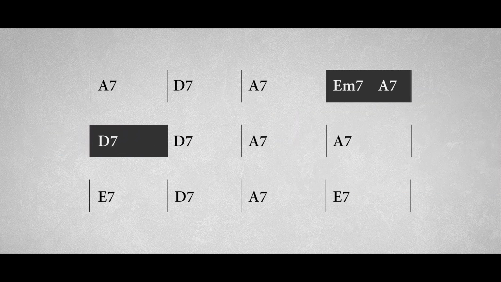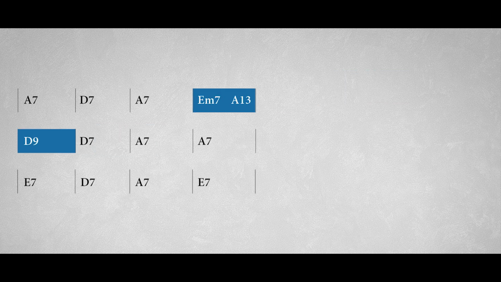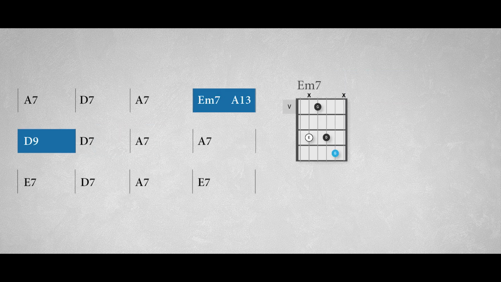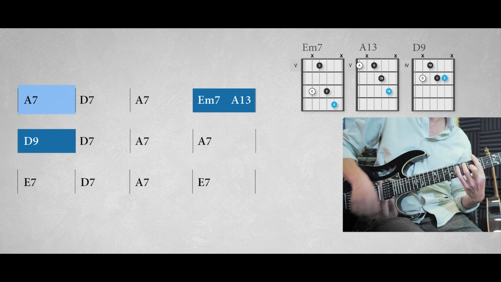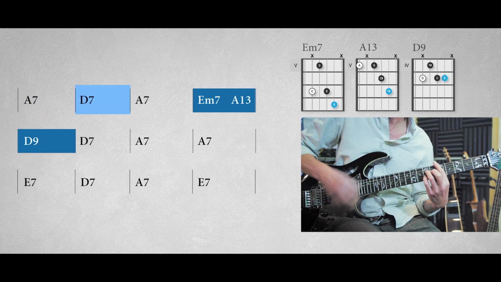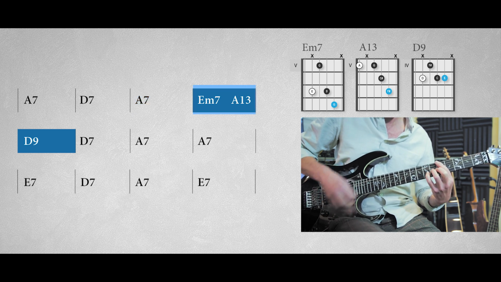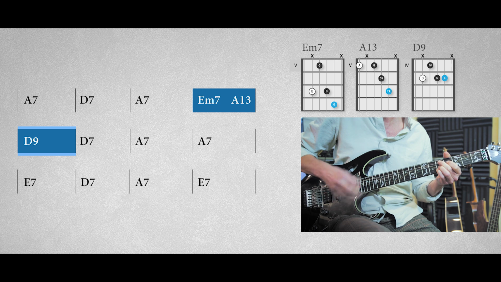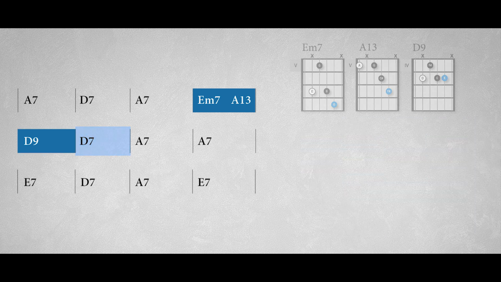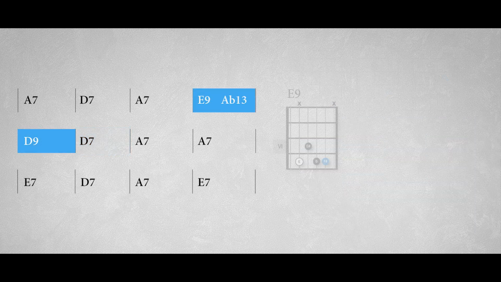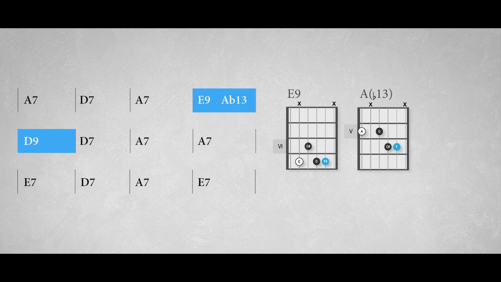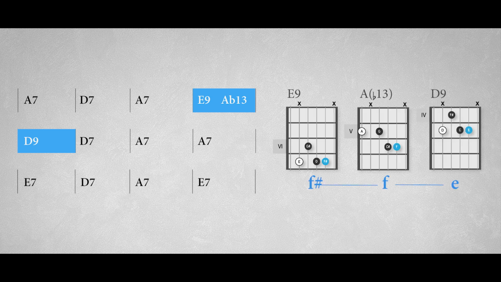Now we could also play an alternate version of this 2-5-1 progression by using an E minor 7 and an A13 chord, creating a basic descending melody line in the voicings G, F sharp and E. Or create a chromatic line using an E9 chord and an A flat 13 chord. Of which the latter can be seen as a so-called altered chord.